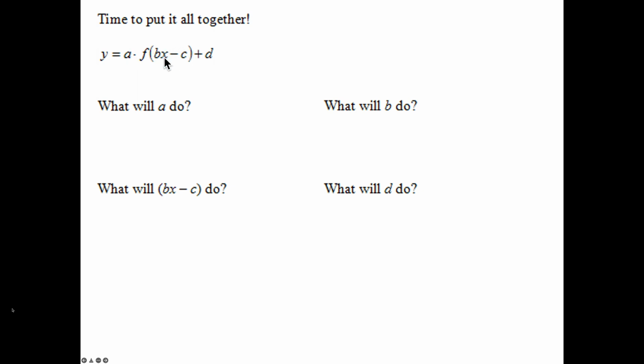Here we are inside the function. Here's the multiplication to the x. Here's the subtraction. So right now we have four transformations to identify. Now, technically a and b, because of the multiplication, you could be multiplying by a negative. So those are going to get doubled.